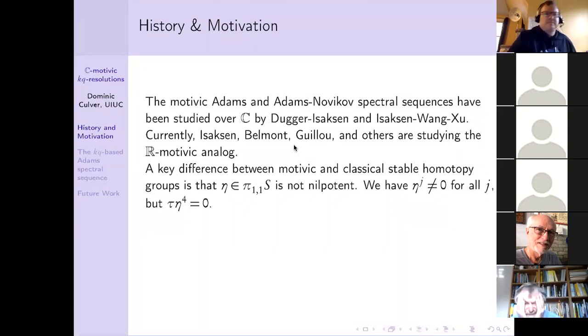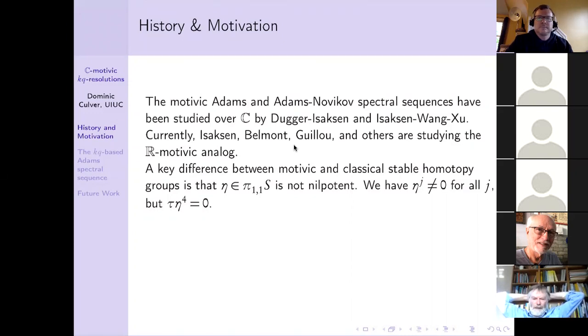Right. So here's something I want to highlight that will be very important for this talk. There is a very interesting difference between motivic stable stems and classical stable stems. There is an element called eta in pi_{1,1} of the motivic sphere, and it's called eta partially because when you take the Betti realization, it realizes to the usual element eta in pi_1 of the classical sphere.